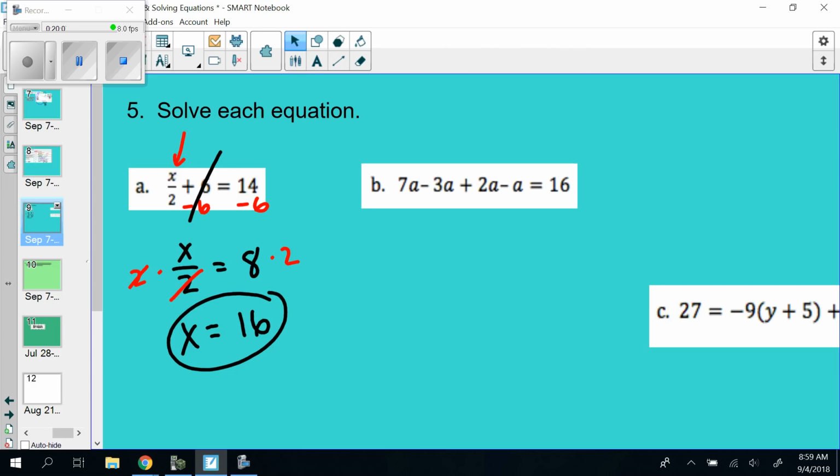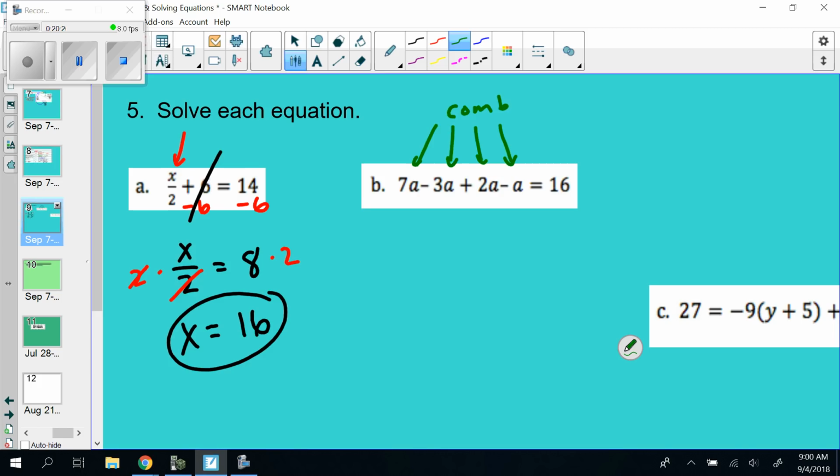All right, in B, here we got a bunch of these terms over on the left side equal to 16. The biggest thing you should be able to do on these types of problems is see that all these terms are actually the same like term, and we want to combine those together. Anytime you got like terms, start by combining them. So now you just go through.